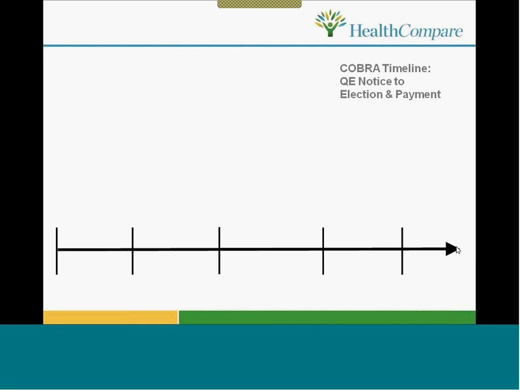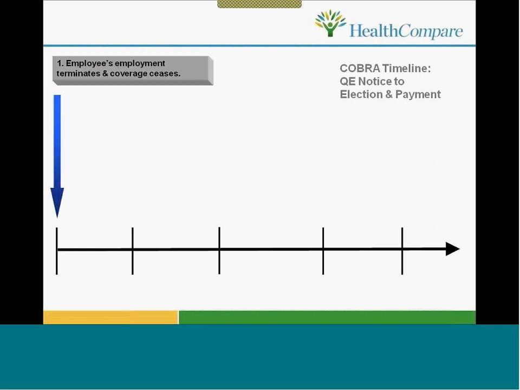Let's go to the timeline that applies when it comes to COBRA and electing notices. Here we have events specific to the COBRA action timeline. The thing that would have to happen is that I, as the employee, would have to terminate my employment, and then as a result have lost my coverage.